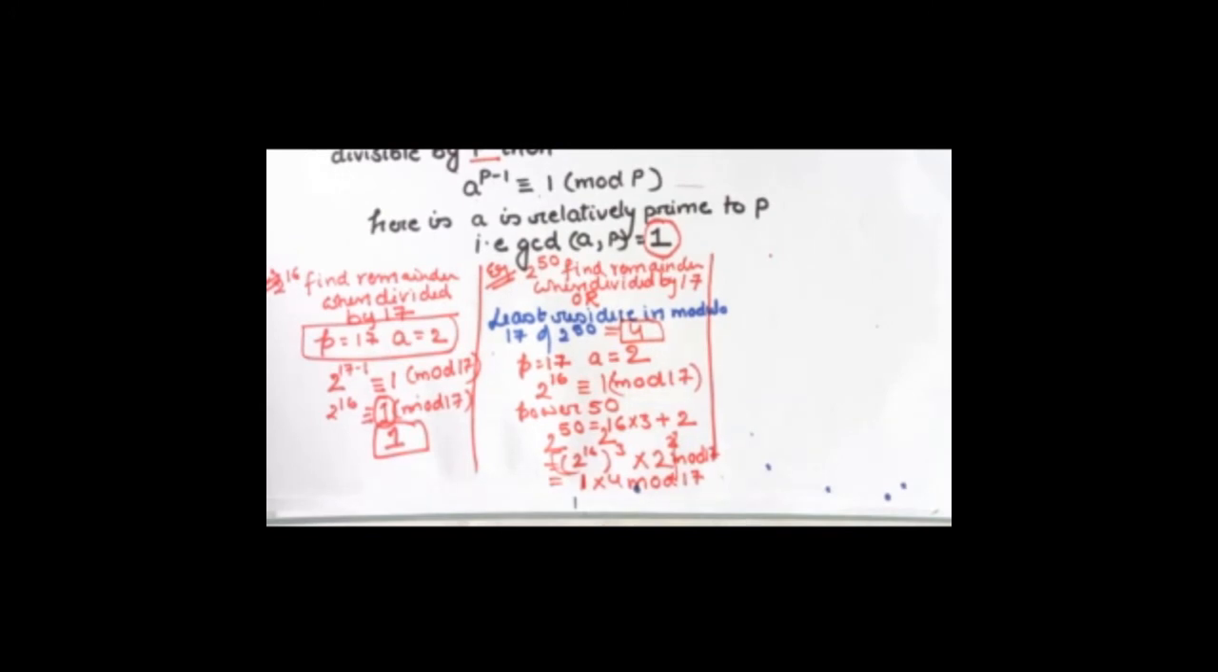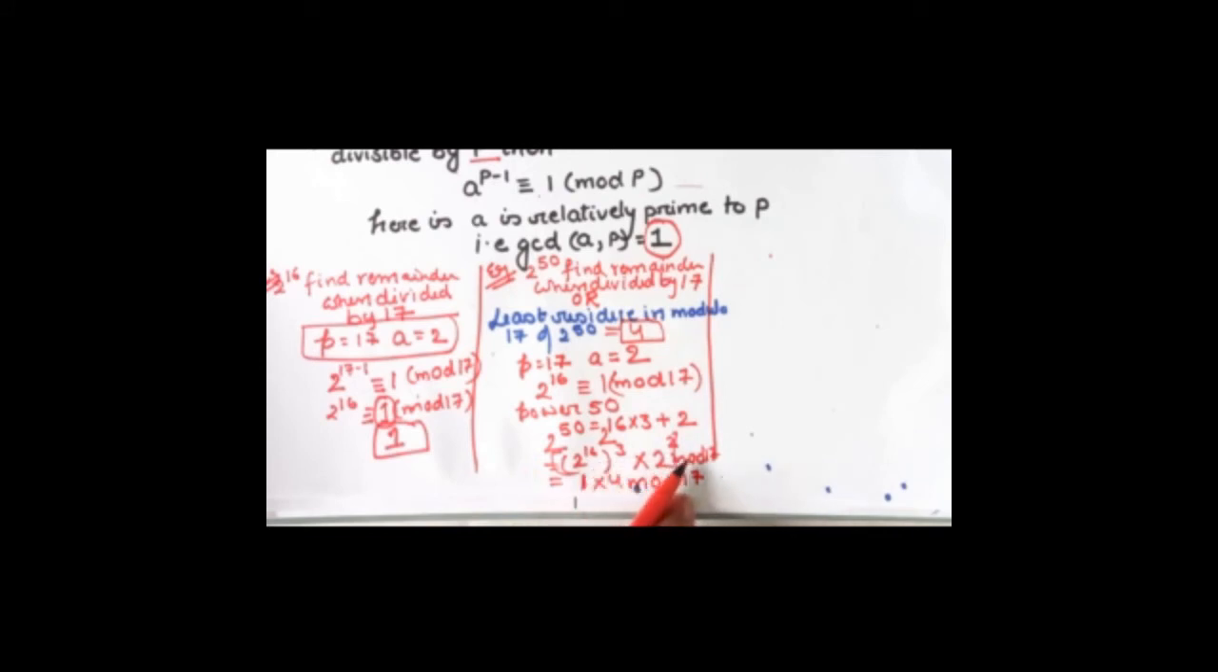Okay, did you see the easiest thing here? I just found out for which power of 2 I'm going to get residue as 1. That I easily did with Fermat's theorem. After finding that, I broke my power value into a term for which the residue was 1. So for 16 the residue was 1. If I multiply 16 by 3, I get 48, which is near and less than 50, and to that if I add 2, I get the exact value of 50.